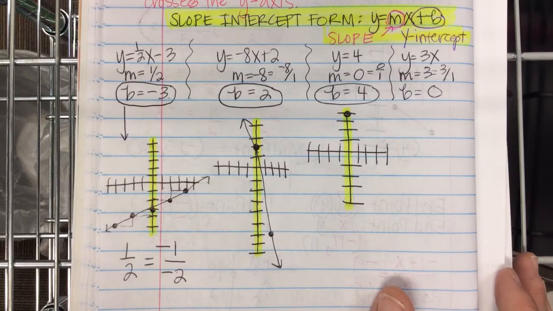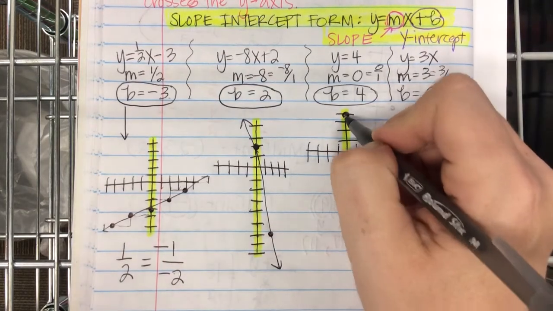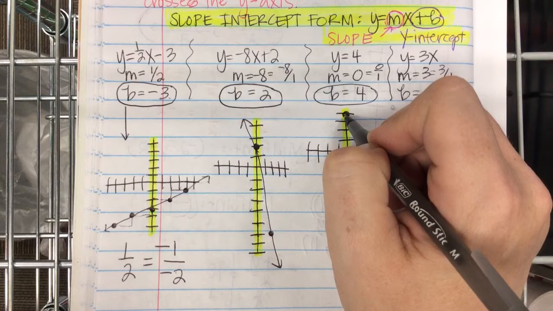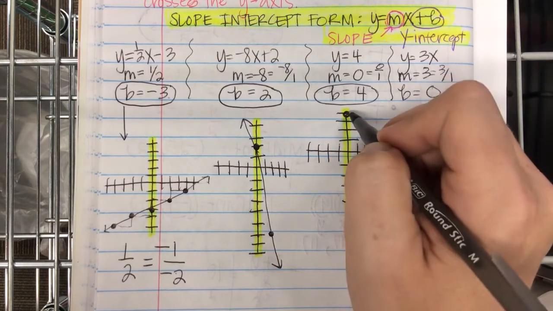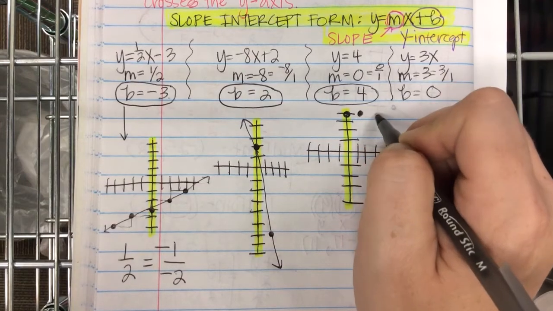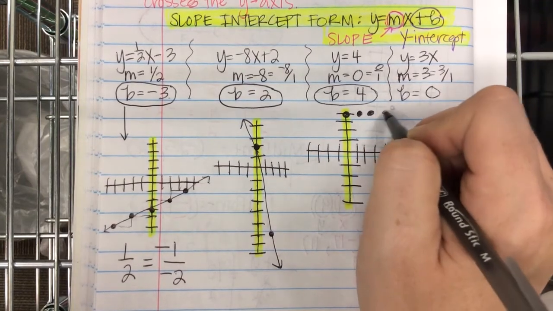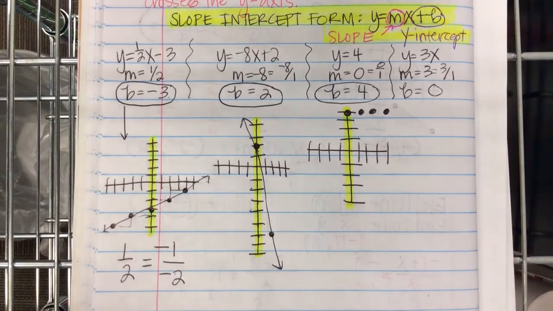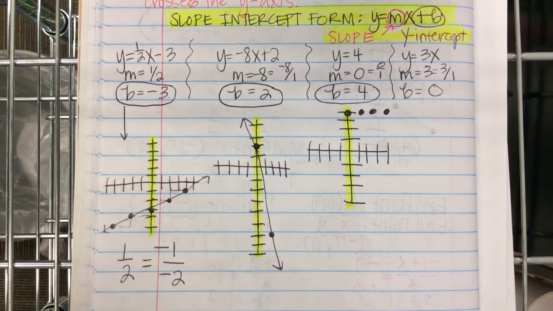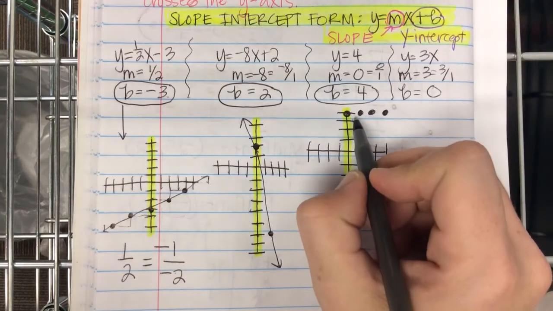The slope for this line is what? 0 over 1, meaning I go up 0 and over 1. So up 0 over 1, up 0 over 1, as many dots as you can. What kind of line does it make? It makes a horizontal, because a horizontal line has a slope of 0.